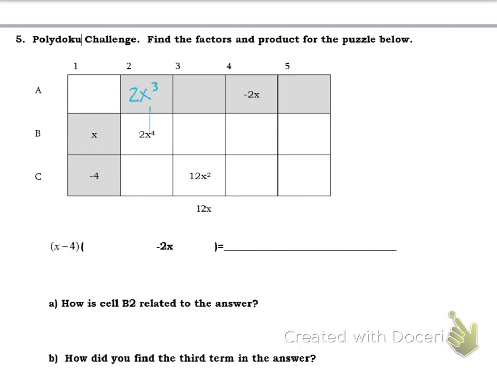Now I can multiply down and in to get my next box. So 2x cubed times negative 4 is negative 8x cubed. Kind of work it again. So what times negative 4 gets me that 12x squared? Well, negative 3x squared will. Okay, and then we can work inward. So negative 3x squared times x gets me negative 3x cubed.